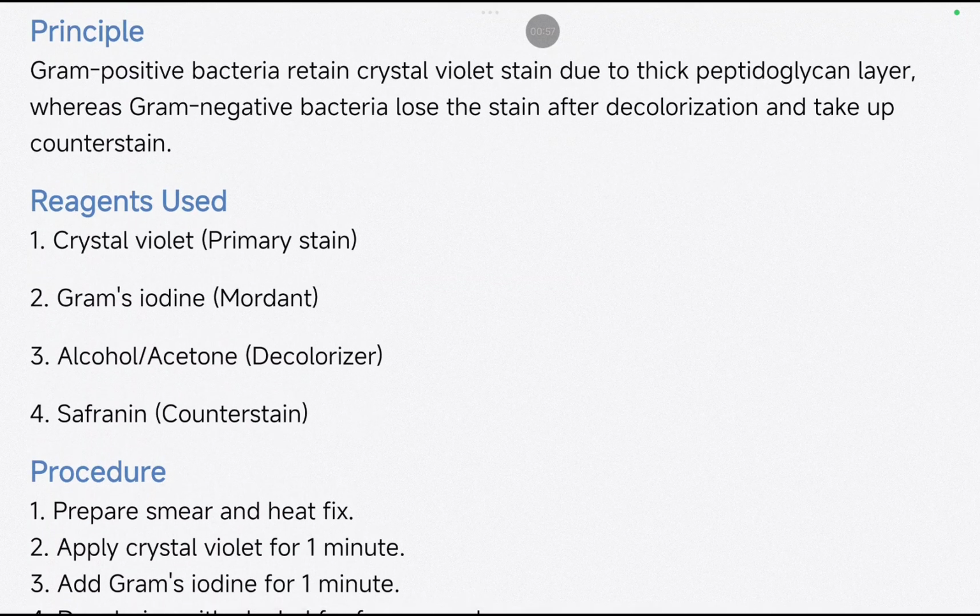What is the principle? Gram positive bacteria retain crystal violet stain due to thick peptidoglycan layer, whereas gram negative bacteria lose the stain after decolorization and take up counter stain. What are the reagents used? First is crystal violet, which is the primary stain. Second is gram's iodine, mordant, and third is alcohol or acetone, which is used to decolorize, remove the primary stain. And for counter stain, we use safranin.